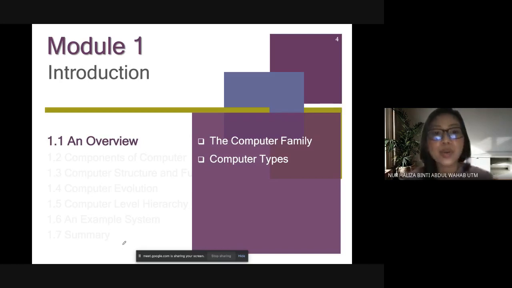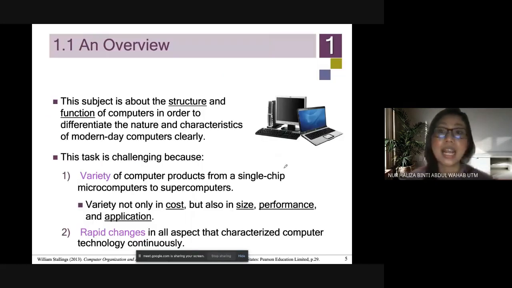So first, what we're going to look at is an overview about what? About the family of computers and also computer types. So let's take a look at this. This subject is about the structure and also the functions of the computer, in order to differentiate the nature and also the characteristics of the modern day computer clearly.